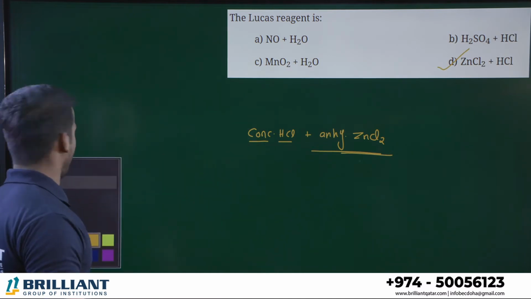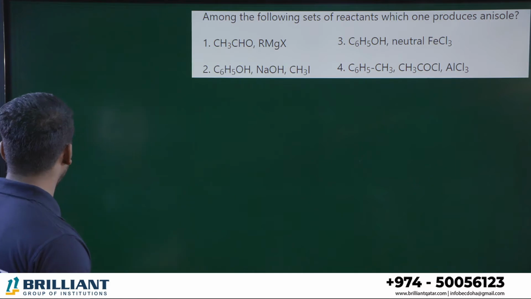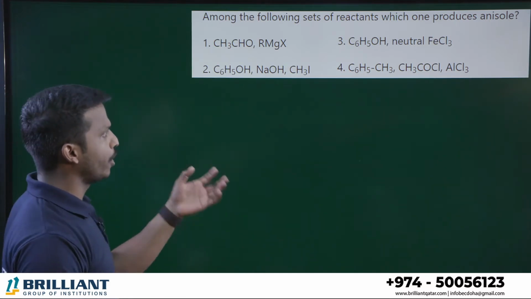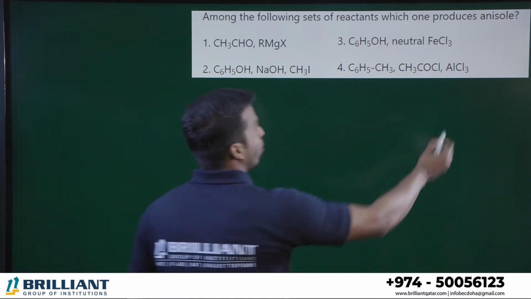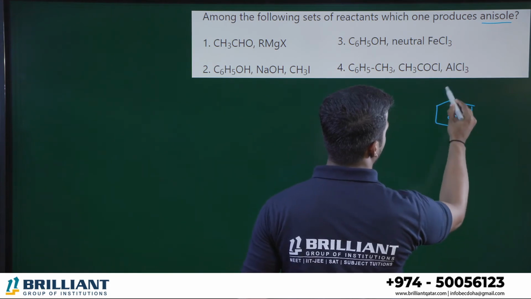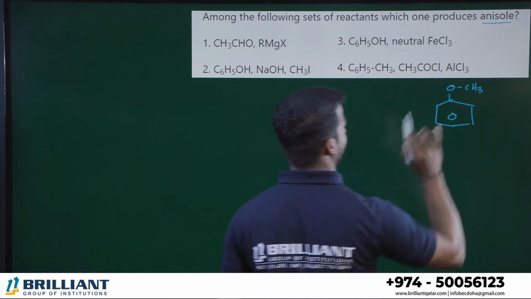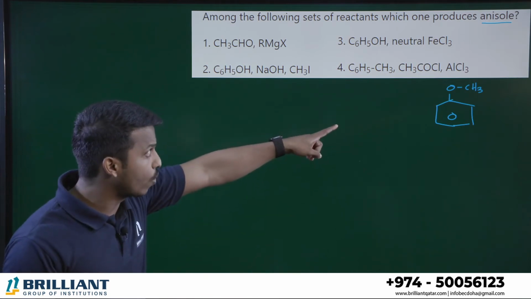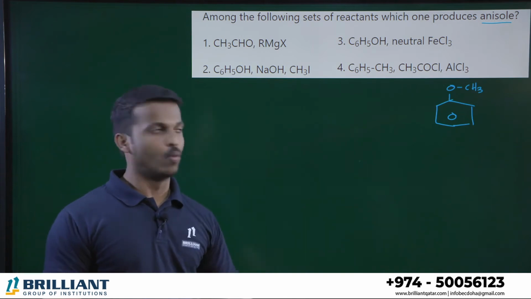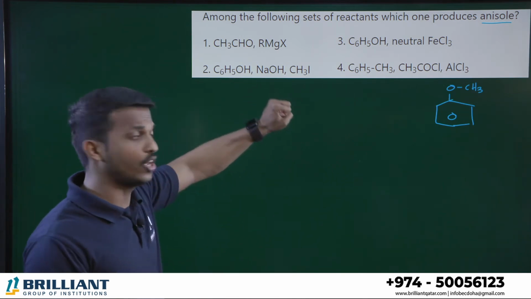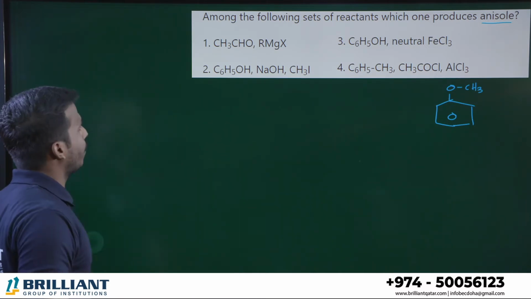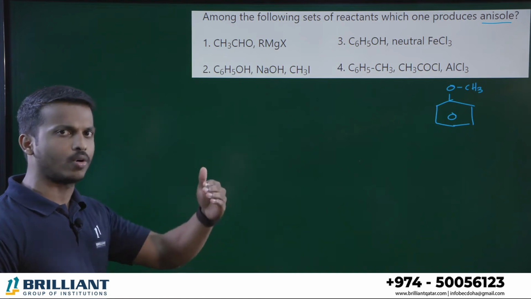Okay, next one. Among the following set of reactants, which one produces anisole? What is anisole chemically? Benzene with OCH3. This is the aromatic ether, called anisole: one methoxy group on the benzene ring is called anisole. Through which reaction can you prepare anisole? That's the question. Let's carry out each and every step.